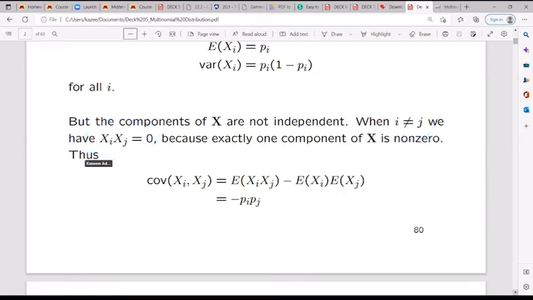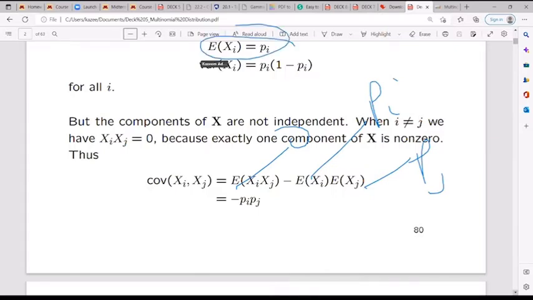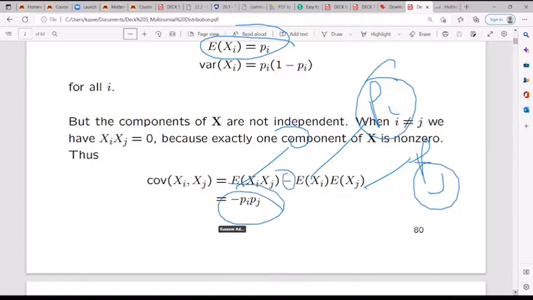So in that situation, this guy is basically going to be 0. And if this guy is pi, and this guy is pj, don't forget the expected value of xi is equal to pi. Because of that, with that multiplied, and with the minus, I'm actually going to have that. Which means the covariance of xi xj is equal to minus pi pj.